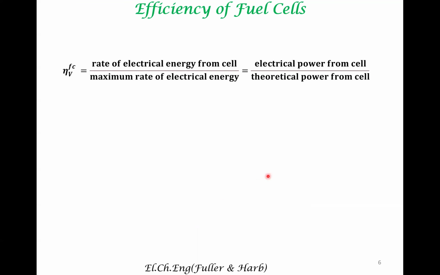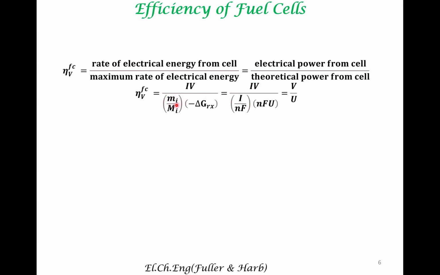Let's move on. The efficiency of a fuel cell is given by this expression. This is specifically to do with voltage measures of efficiency. It is the rate of electrical energy obtained from a fuel cell divided by the maximum rate of electrical energy. That's a measure of efficiency: electrical power from a fuel cell divided by theoretical power. So let's understand how you go about computing this.